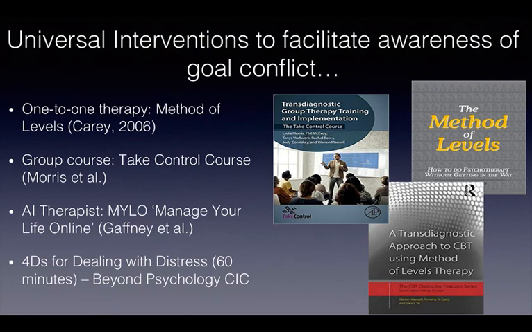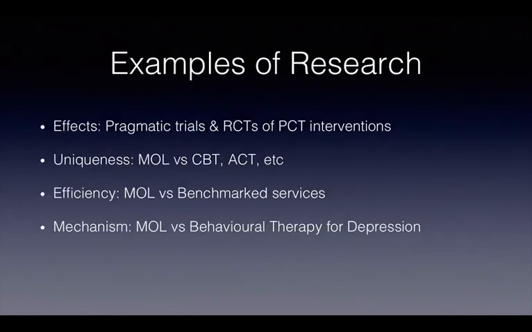And we've produced a suite of interventions that tap into this capacity for people to be able to bring their awareness to their conflicting goals, sustain it there, and explore and elaborate them. We have the method of levels, a one-to-one therapy, Take Control course, a group course, an artificial therapist called Milo, and 4Ds for dealing with distress, a very brief intervention for workplace stress.